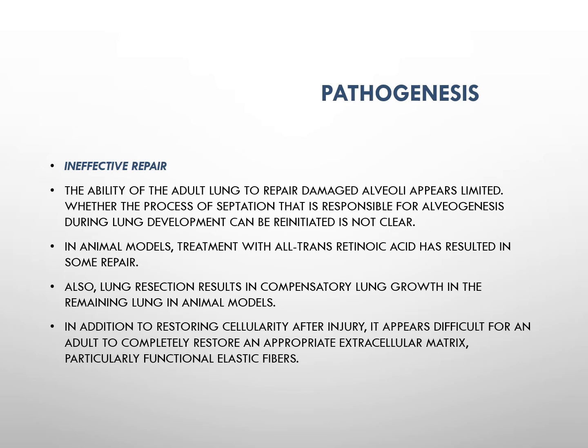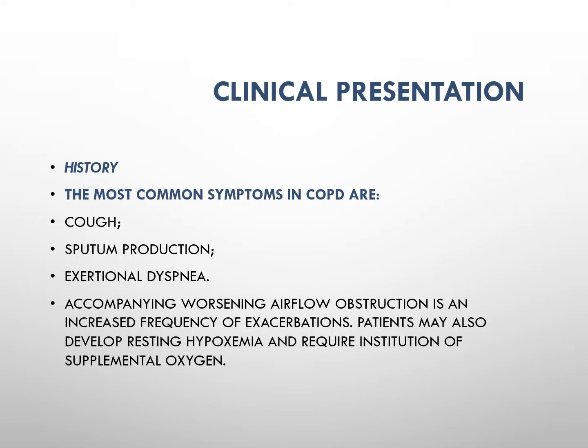The ability of the adult lung to repair damaged alveoli appears limited. Whether the process of septation that is responsible for alveogenesis during lung development can be reinitiated is not clear. In animal models, treatment with all-trans-retinoic acid has resulted in some repair. Also, lung resection results in compensatory lung growth in the remaining lungs in animal models. In addition to restoring cellularity after injury, it appears difficult for an adult to completely restore an appropriate extracellular matrix, particularly functional elastic fibers.